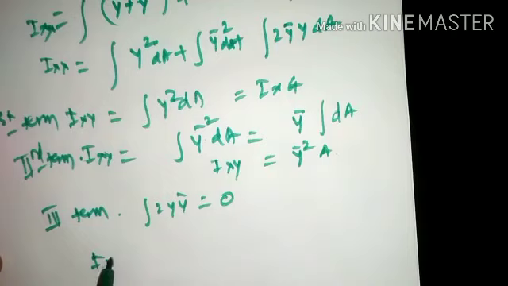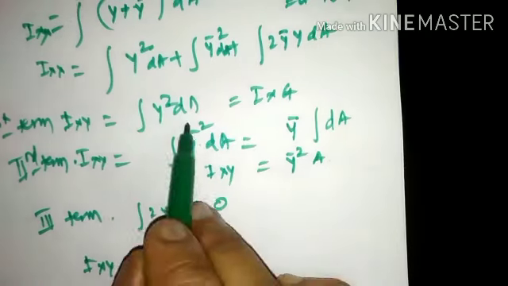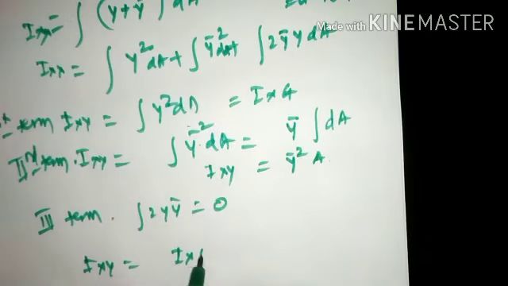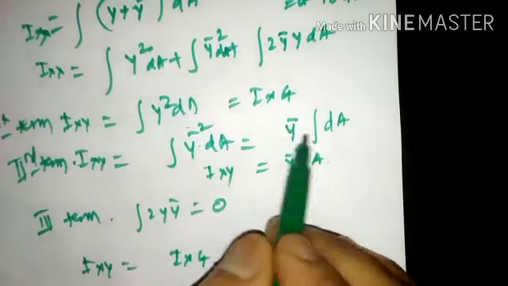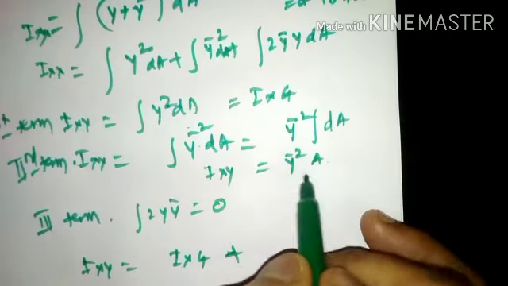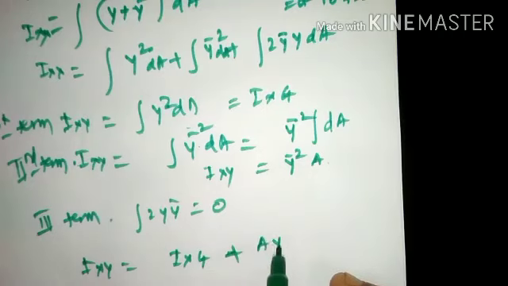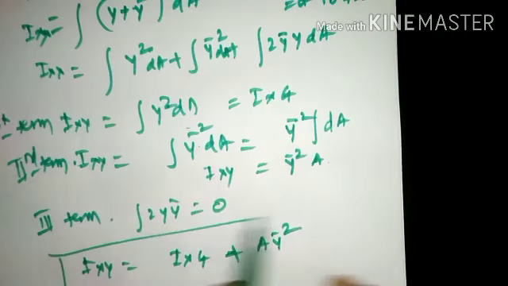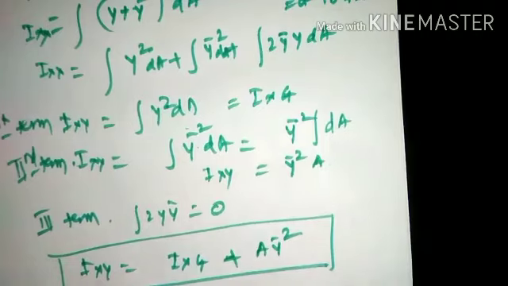So Ixx would be integration y square, which is nothing but Ixg. For the second term, when I take y bar square outside, integration of dA would be a. So this will be a y bar square. So this is the value of the moment of inertia.